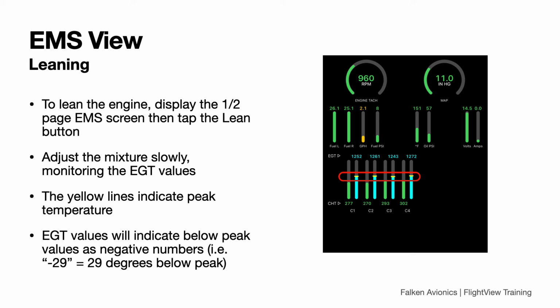If you're running rich of peak, enrich the mixture until the temperature drops to the desired degrees below peak. If you're running lean of peak, lean the mixture until the temperature drops as required. Tap the peak button again to return to the normal view of EGT values.